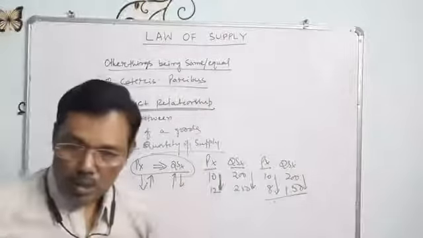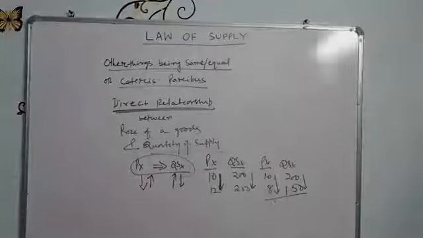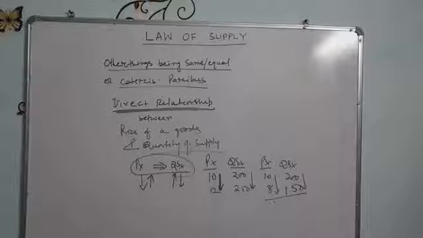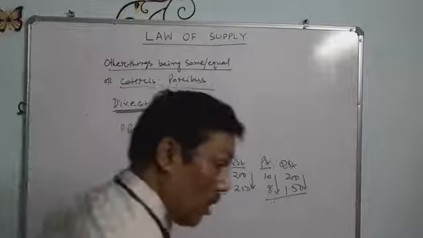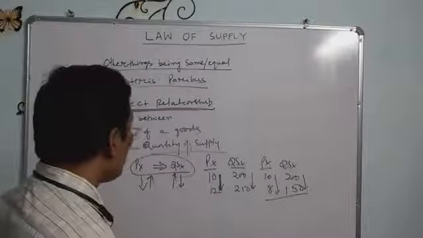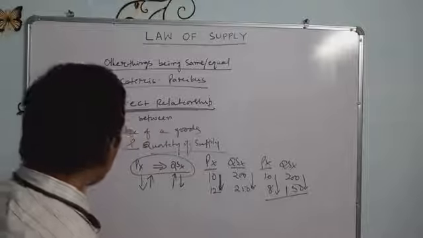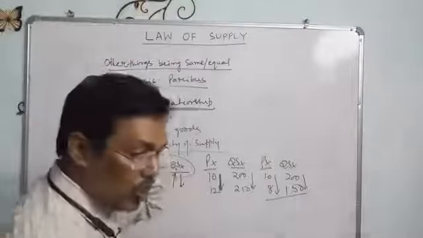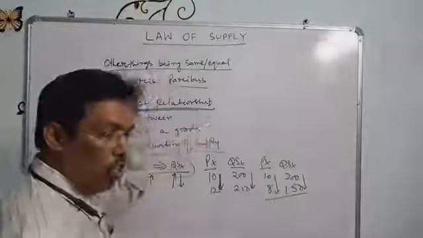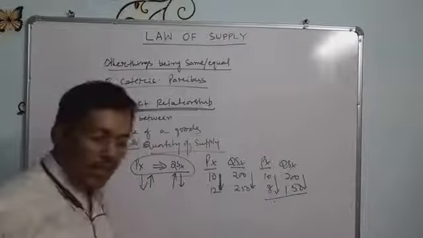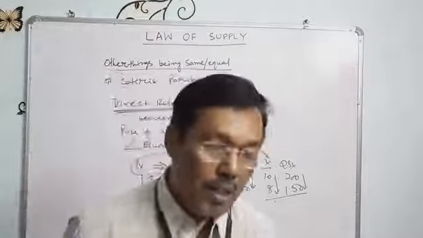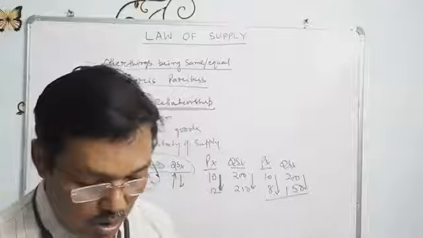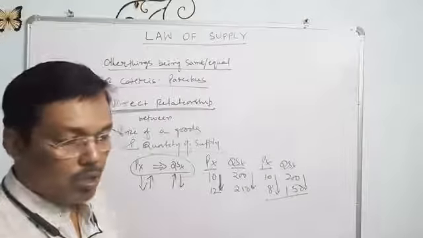But think about the law of demand. Price increases, demand decreases. And price decreases, demand increases of a normal goods. So that is the law of demand. In the law of supply, other things remaining the same, other things being equal, or ceteris paribus, there is a direct relationship between price of the goods and quantity supplied of the goods. That is called the law of supply.